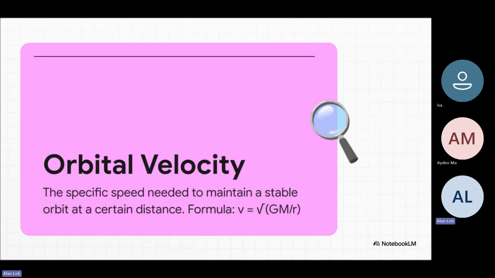Now, this creates an unbelievably delicate balance. For any specific altitude, there is one and only one perfect speed that will keep a satellite in a nice, stable orbit. Go just a little too slow, and you'll spiral back down to Earth. Go a little too fast, and you'll break free from Earth's gravity and fly away forever.